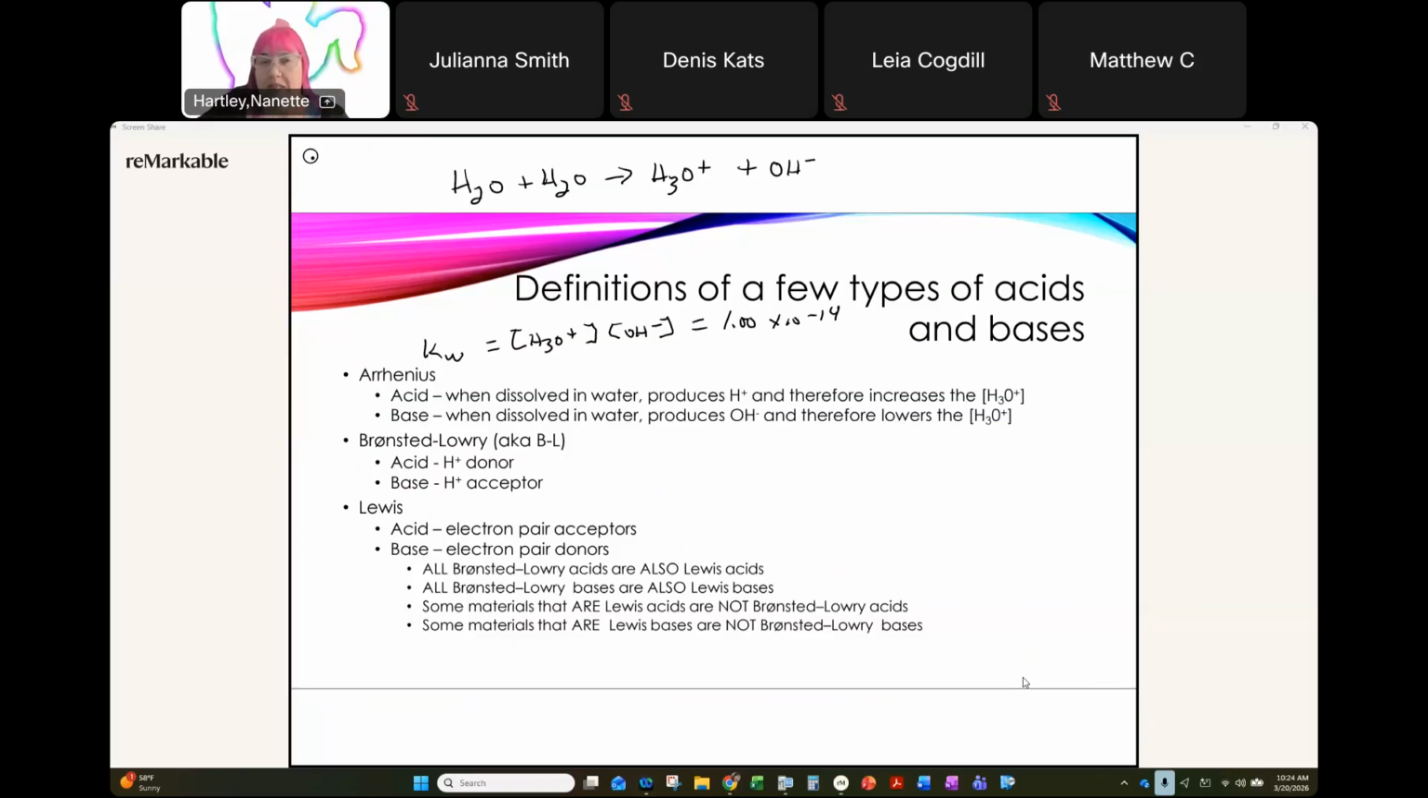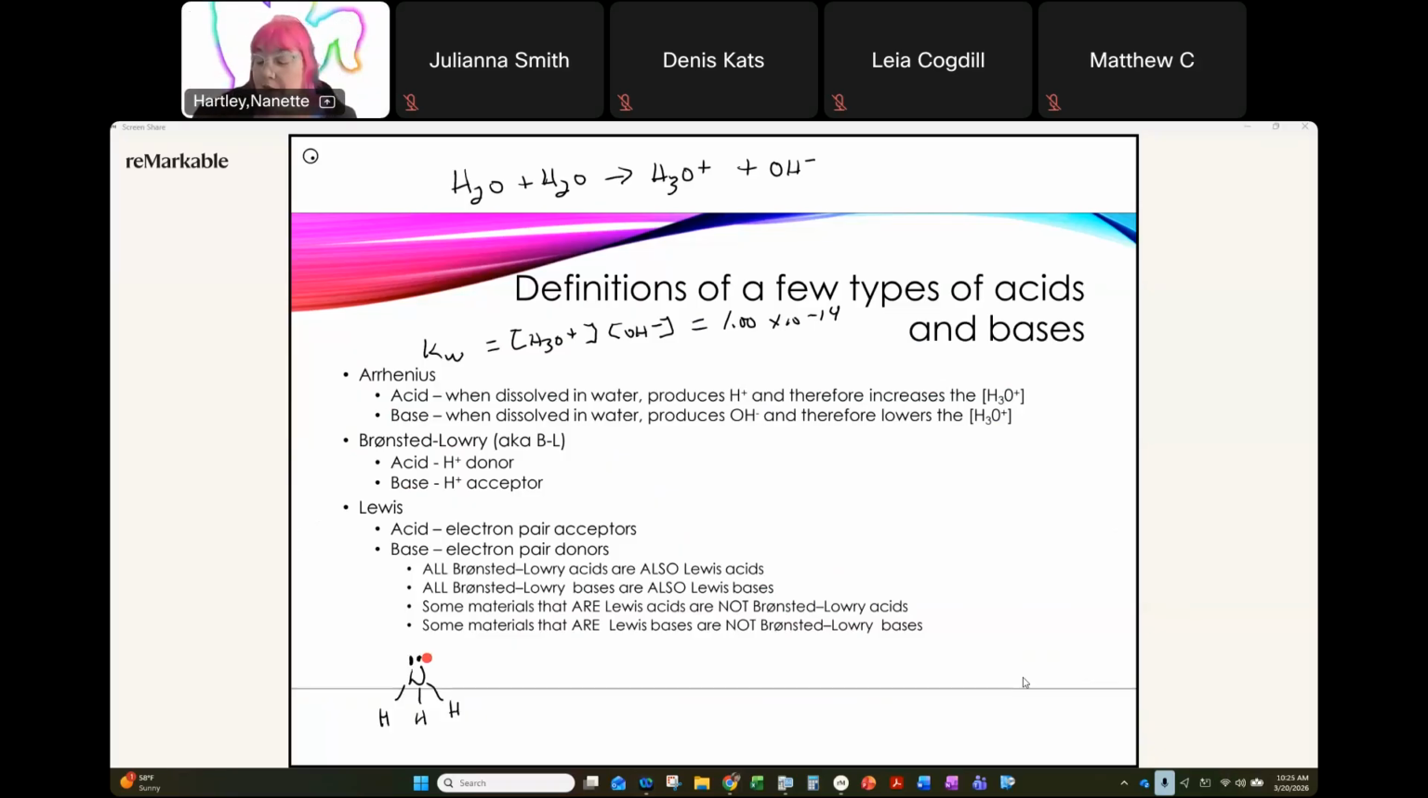Now, the base part was always fairly easy for me to understand. NH3, when I drew its Lewis structure, 3 protons down like this, and then a lone pair up here, right? And that lone pair gives it the ability to act as a base. So I can take that lone pair and donate it to something else.